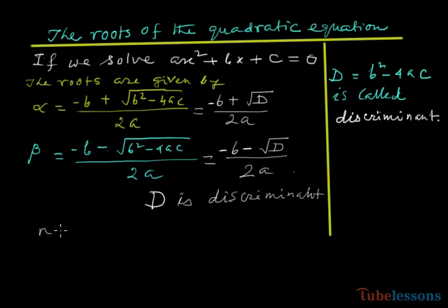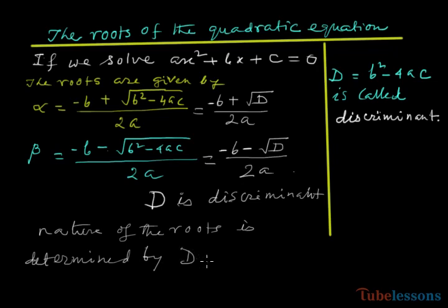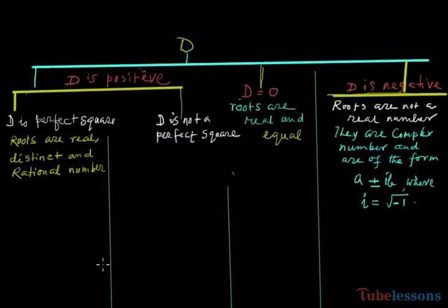And it determines the nature of the roots. Nature of the roots is determined by d. How? Now look at this table. This is our discriminant. Here there are three possibilities. D may be positive, D may be 0, and D may be negative. If D is positive, we are getting two forms. One, if D is a perfect square, then roots are real, distinct, and rational numbers.